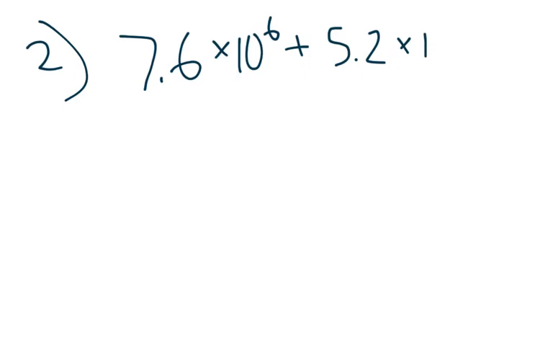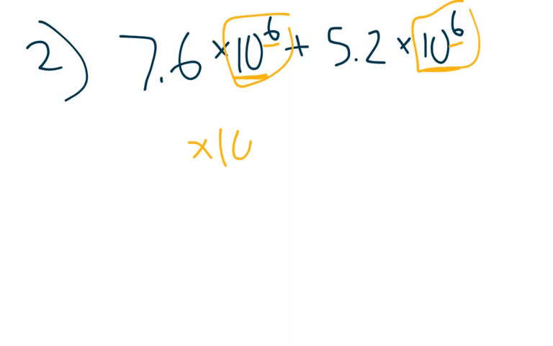Let's say we're going with 7.6 times 10 to the 6th plus 5.2 times 10 to the 6th. Okay, so again, we just check to make sure that we have the same exponents. We do, and those are locked into place. Our final answer is most likely going to be times 10 to the 6th. However, this one won't be. This one's a fun one.